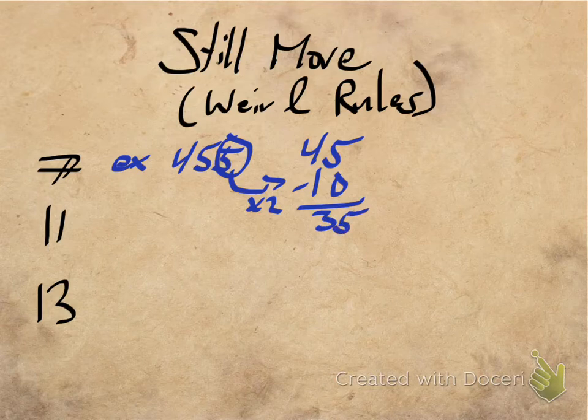Now, if this number right here is divisible by 7, so was the original number. So since this one worked, yes, 455 is divisible by 7. Let's try another one.